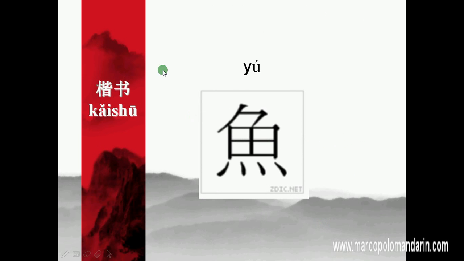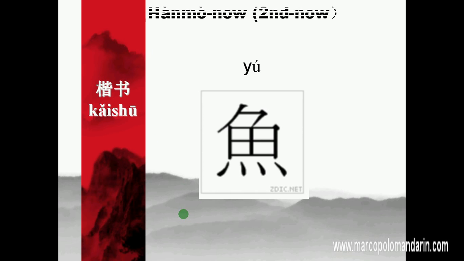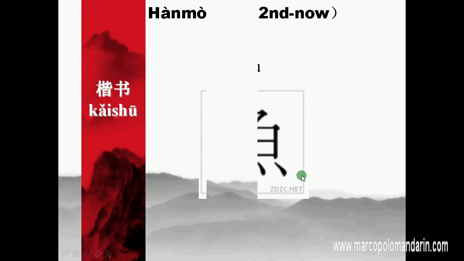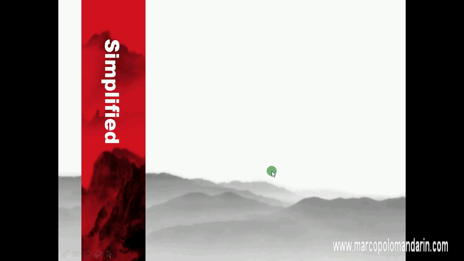Now we come to the current characters, 楷书. Currently, we still use this 楷书. It was developed nearly 2,000 years ago, from the end of the Han dynasty up to now. So the character we use now, 楷书, started in the second century.